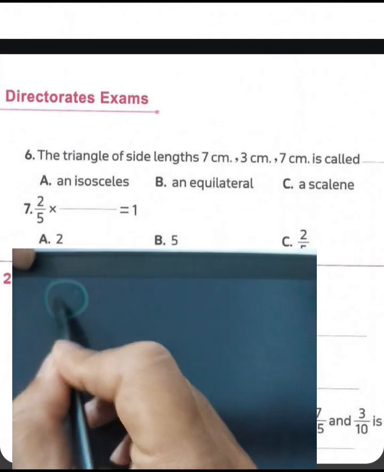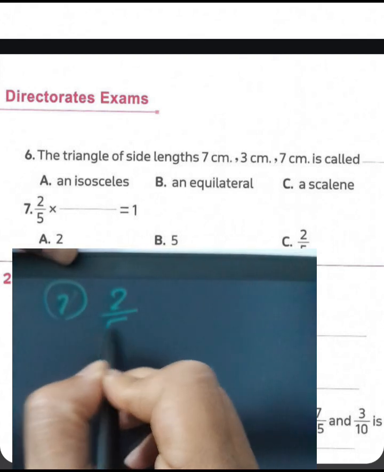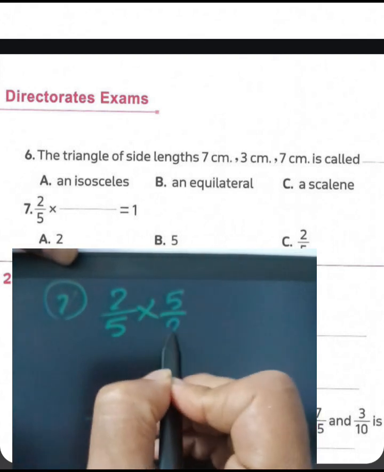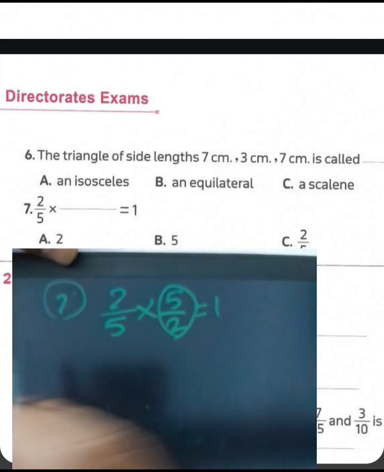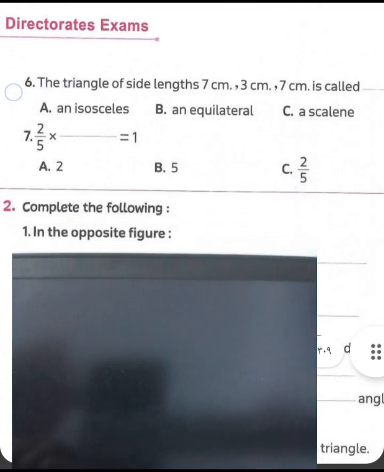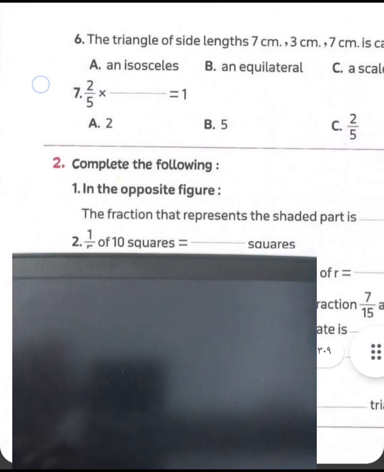Question number 7. 2 over 5 multiplied by its reciprocal, 5 over 2, it will be 1. Write 5 over 2 here. Choose letter D.